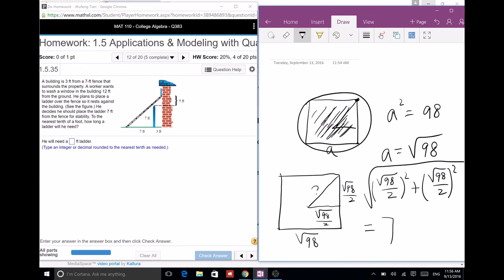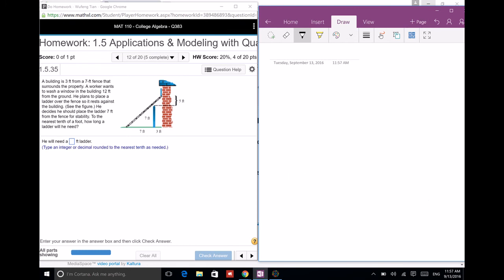And then the next one. A building is 3 feet from a 7 feet fence that surrounds the property. That gives you the 3 feet and 7 feet. And now it asks you what? A worker wants to wash the window in the building 12 feet from the ground, and he plans to place a ladder over the fence so it will rest against the building. See the figure. He decided he should place a ladder 7 feet from the fence for stability. To the nearest tenth of a foot, how long a ladder will he need?